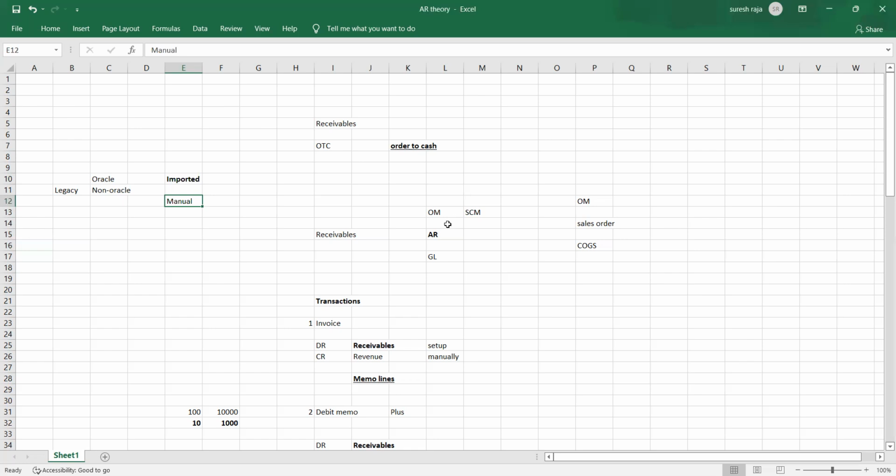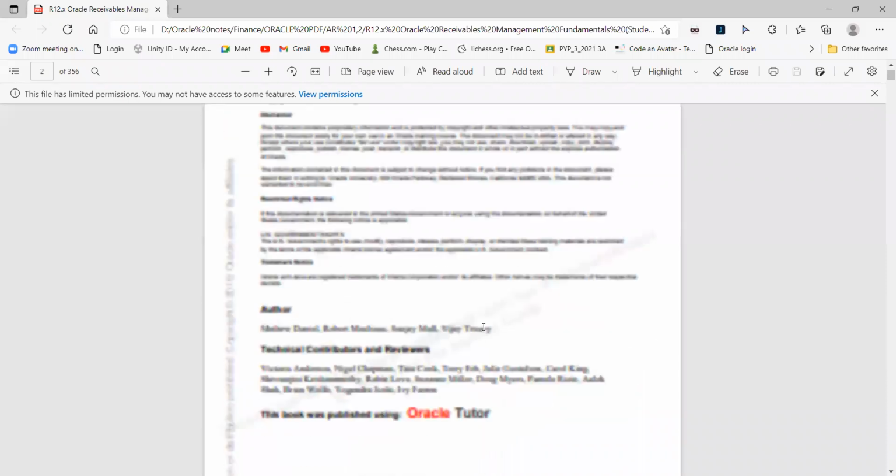So order to cash management starts with the order management module. It flows to AR, and the AR invoice will be created, and then the receipt. First the invoice will be created, then the AR receipt of money. Then it goes to the general ledger, all the accounting entries. That is the O2C cycle. Now I'll show the PDF. You can see the PDF.